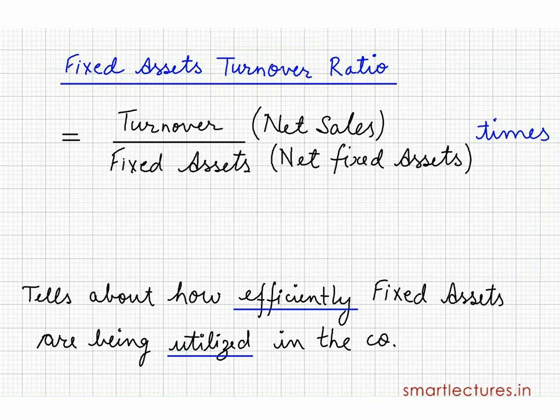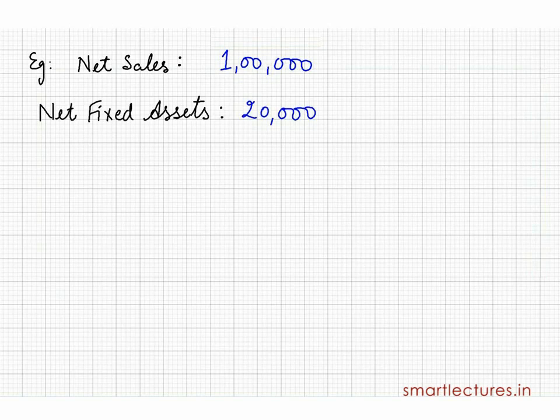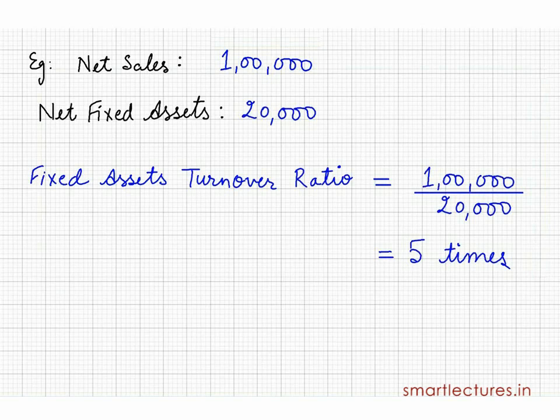Suppose a company made sales of rupees 1 lakh during this year. On average basis, their net fixed assets were rupees 20,000. It means their fixed asset turnover ratio is 5 times. If other factors remain same, you can generate 5 times sales of your fixed assets.